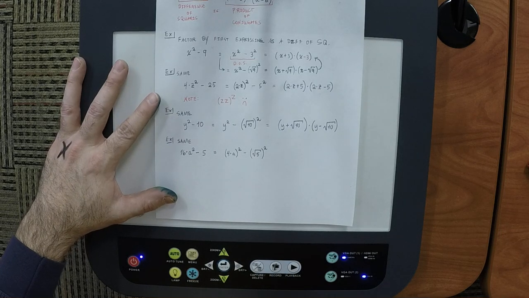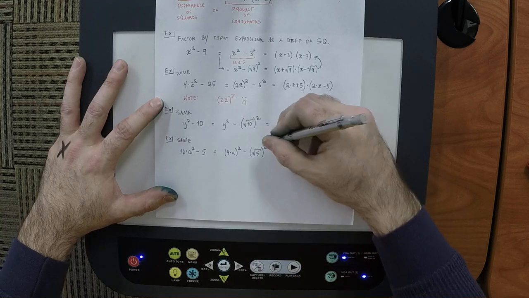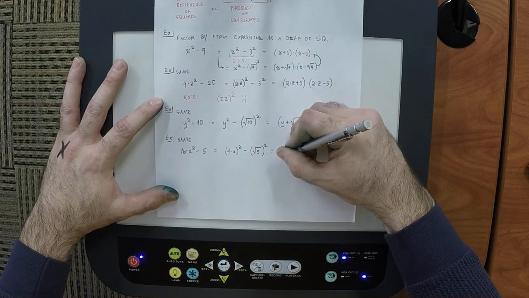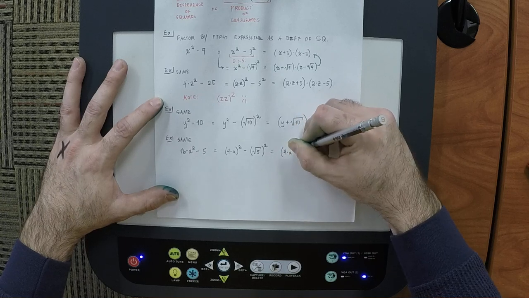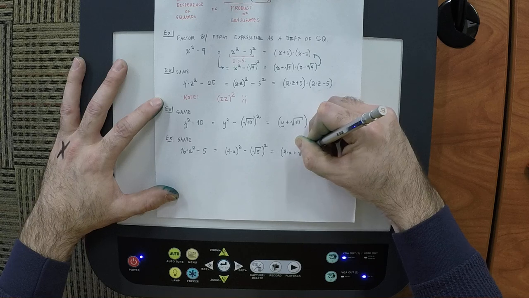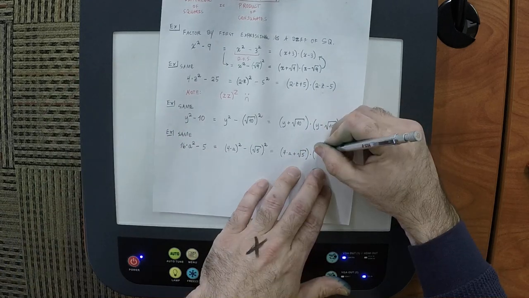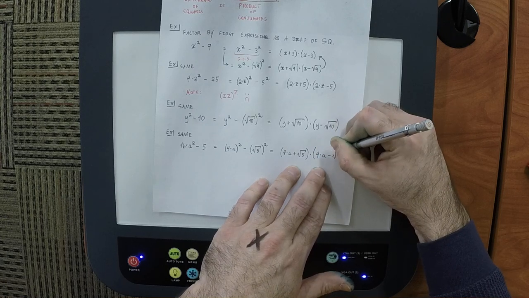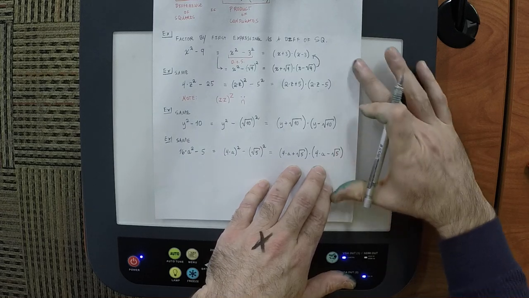So again, expressed as the difference of squares. Now that it's expressed as the difference of squares, we can write it as the product of conjugates. What conjugates? Very good. 4a plus square root 5 multiplied by, very good, 4a minus square root 5. Any question about this one?